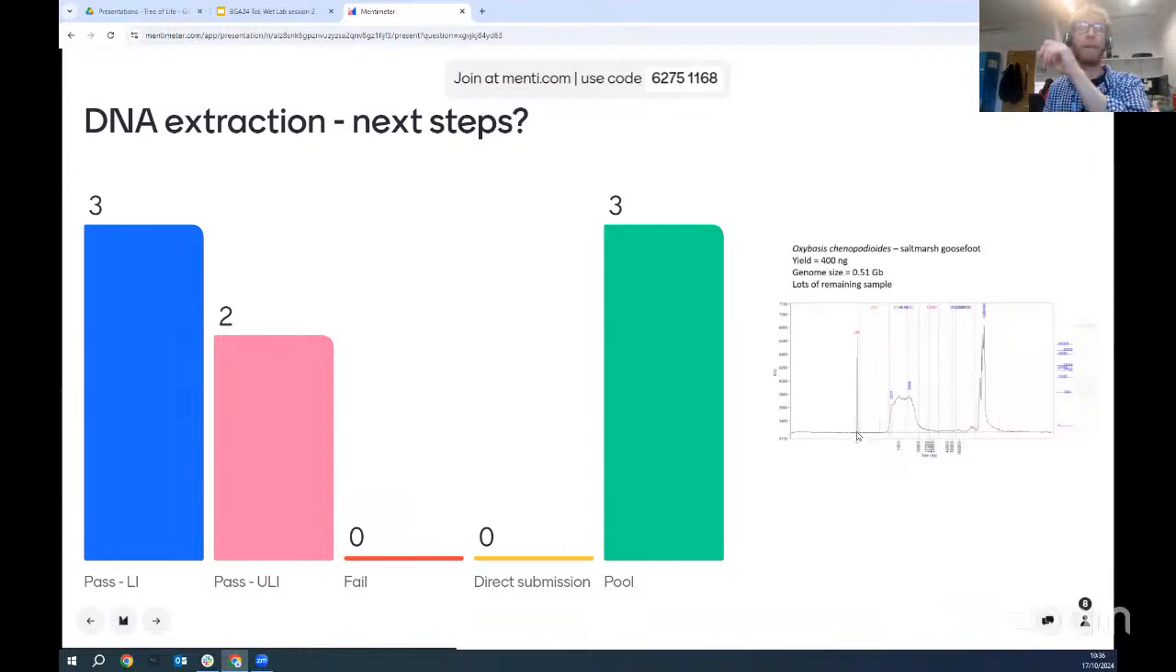So from what I remember, we definitely did do a ULI submission preparation for this, and if I remember correctly, I think the profile was beautiful. So even though there was this hump towards the left here, we were able to get rid of that, shearing this high molecular weight DNA down into good fragment sizes for ultra low input sequencing.